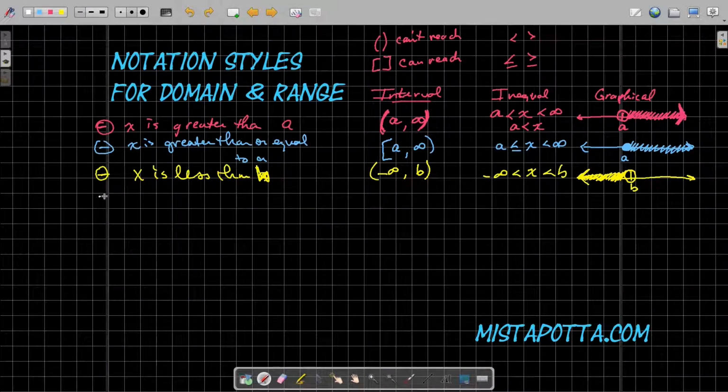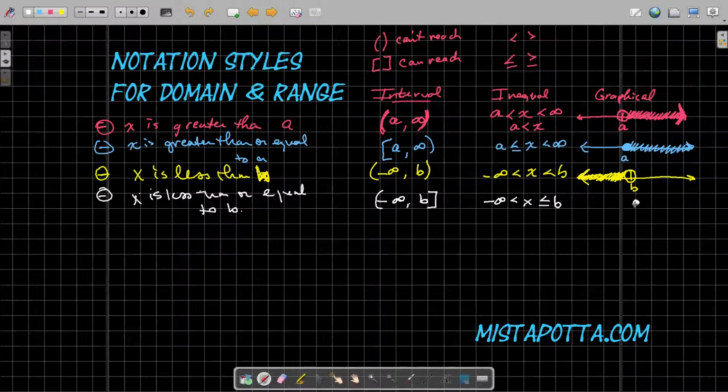Similarly, I can talk about how x is less than or equal to b. So this is where I would have my negative infinity, using the squared bracket, and go from negative infinity less than x less than or equal to b. And of course this is where I would have the completely filled in dot for b on my number line. Again, shading appropriately. And then, of course, I can have combinations of these.